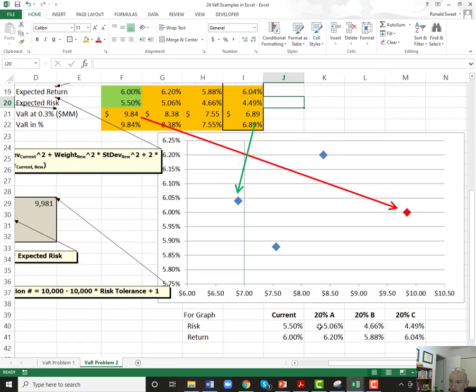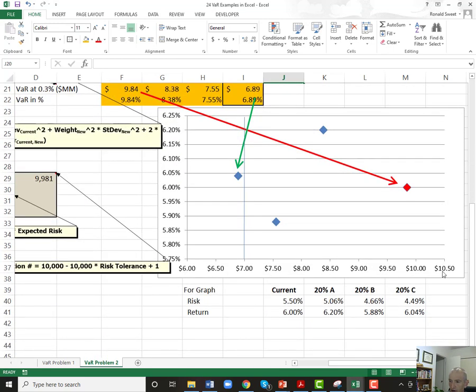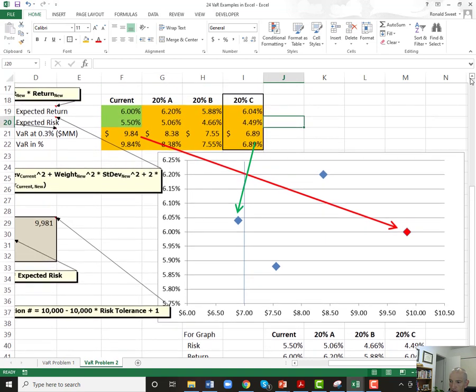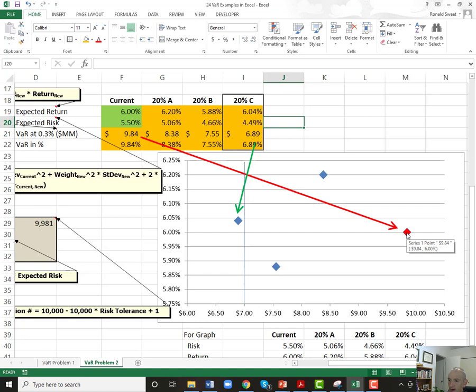And so when we graph all of these, we're going to do our risk here, VAR in dollars, but she didn't say how you want it. She wanted the y-axis, but here I'm going to do VAR in dollars. And so my current strategy has an expected return of 6% and a value at risk of 9.84 million. If I move 20% to A, I get a higher return and lower risk. So A is definitely superior to just doing what we're doing now.